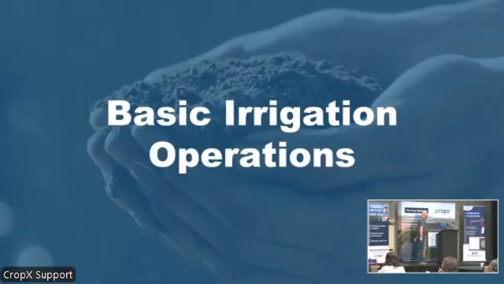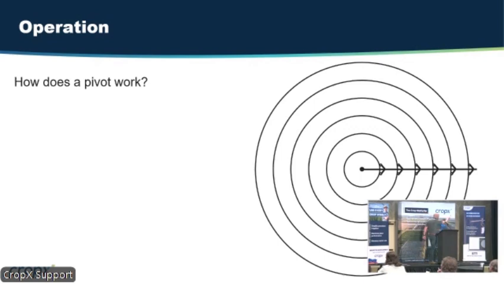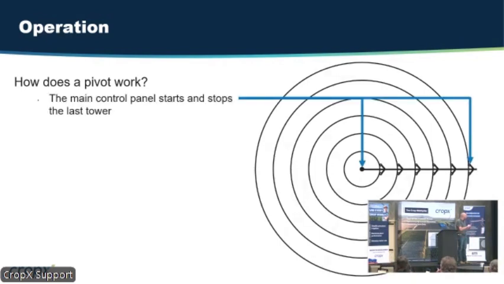So basic irrigation operations. Okay, so if you look at this over here, there's this little pivot over here, right? And it's a little 6-7 tower machine, and we're going to talk about how it actually works. So at the main control panel, it's right there at the center of the machine, right? Sometimes it can be remote, but for the most part, we're going to talk about this one. It's right at the center.